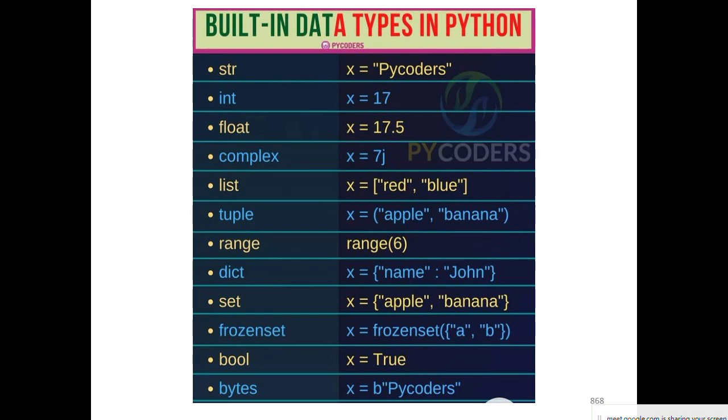We will see: x is equal to pycoders, str. x is equal to 17, int. 17.5, float. Complex: x is equal to 7j. List: x is equal to red, blue. Tuple: x is equal to apple, banana. Range 6 means it will print 0 to 5. Dictionary: x is equal to name colon John. Set: apple, banana. Frozen set: x is equal to frozenset of a comma b. Bool: x is equal to True. Bytes: x is equal to b pycoders.